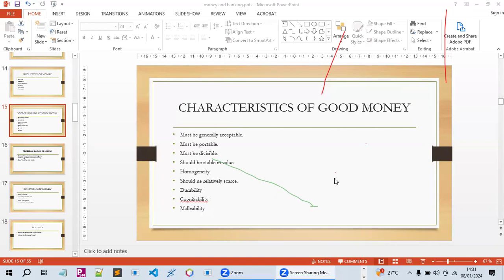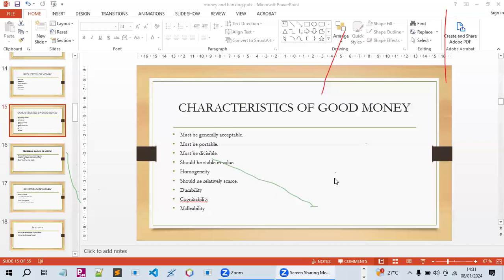And then it should be stable in value. Money should maintain its value without over-appreciating or over-depreciating. This is to maintain people's confidence and trust in the money. And then homogeneity. Money should be uniform throughout the country. That's to say, one denomination should be as good as others. For example, a 1,000 shilling note should be similar to all the 1,000 shilling notes in the country.